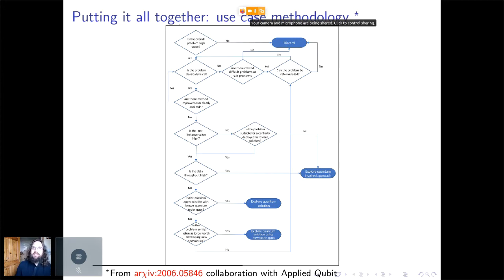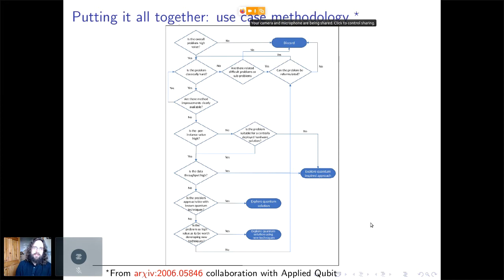If a use case, say, requires a lot of data to go through, maybe you say, you know what, let's do quantum inspired for now. And maybe when the technology catches up, this would be a good use case for quantum computing, but not right away.